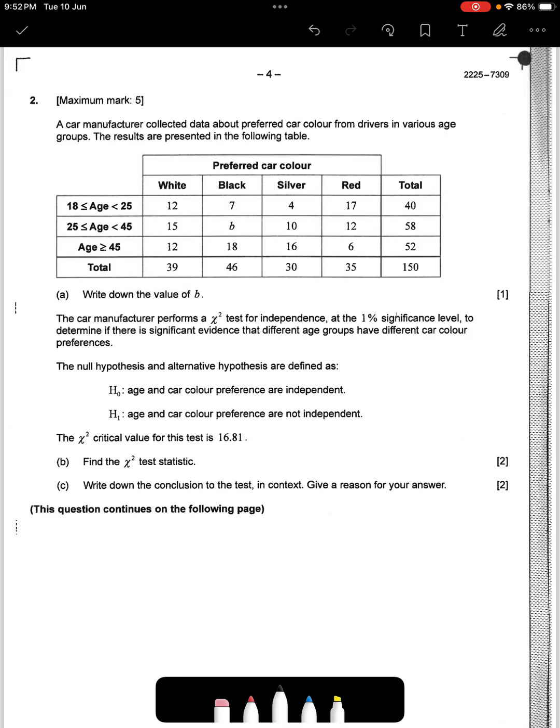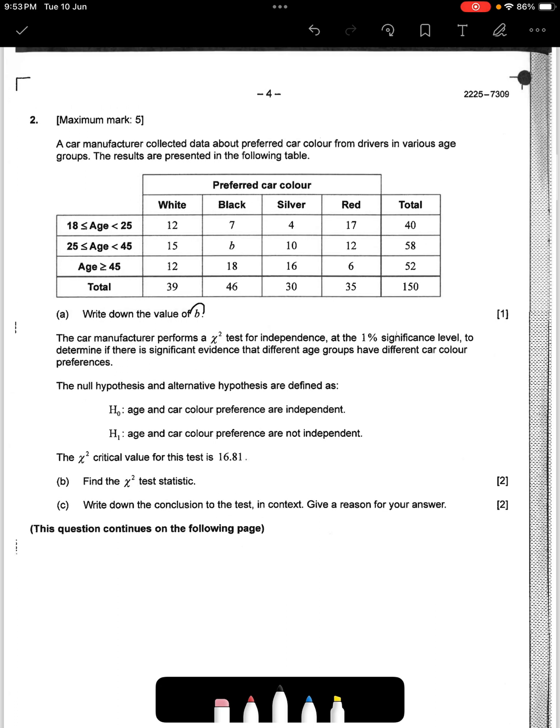So we're going to work out the chi-square test statistic. Again, just simply the use of the calculator. Super straightforward. But before we do that, we need to find the value of B first. Since we know that the total number of drivers between age 25 to 45 is 58, it's easy to work out B by taking 58, subtract 15, subtract 10, subtract 12. That should give me 21.